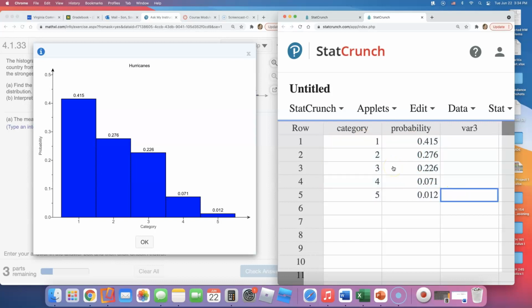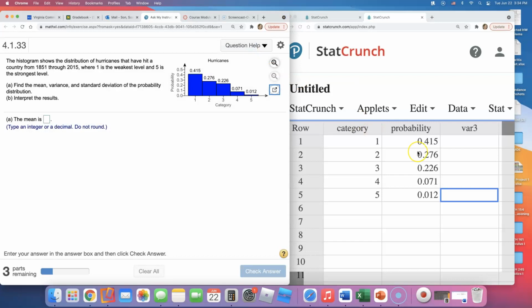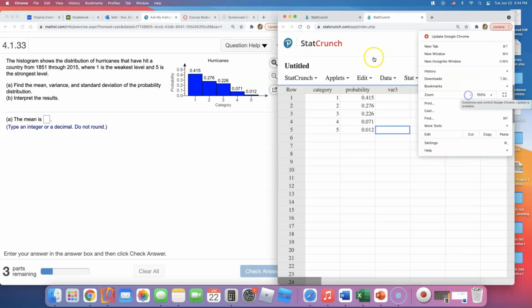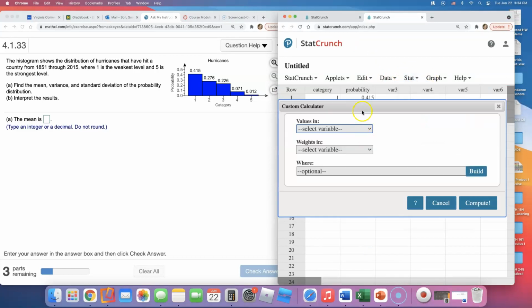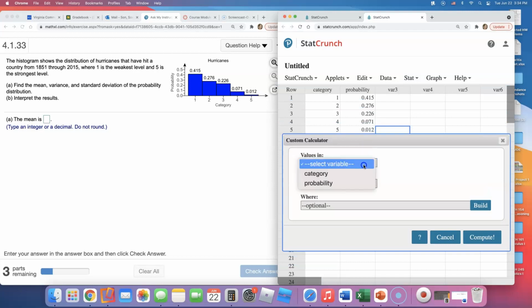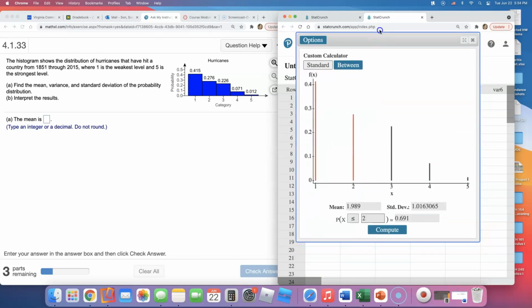So to find the mean, variance, and standard deviation of this probability distribution, go ahead and click on stat calculator, and then custom. In the custom calculator, tell it the values are in category and weights are in probability. And all you have to do is hit the compute button.